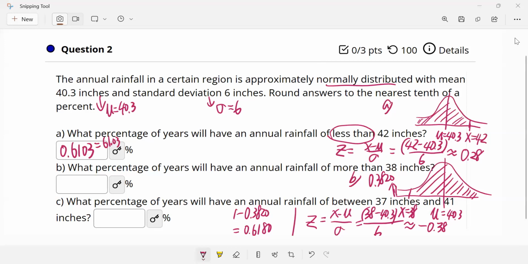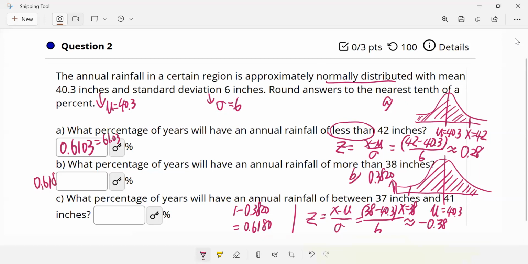Okay, so the answer here is 0.6180, and then 22%, it will be 61.80%. And then the part C.